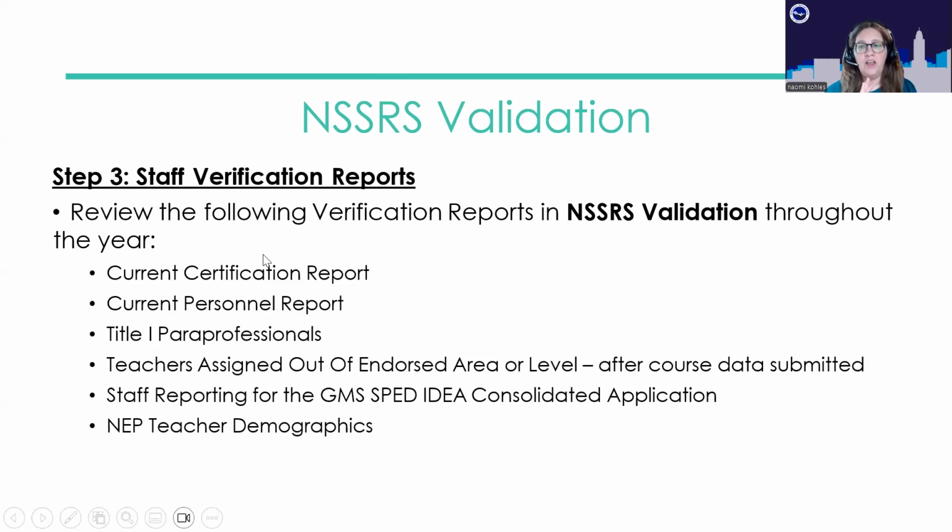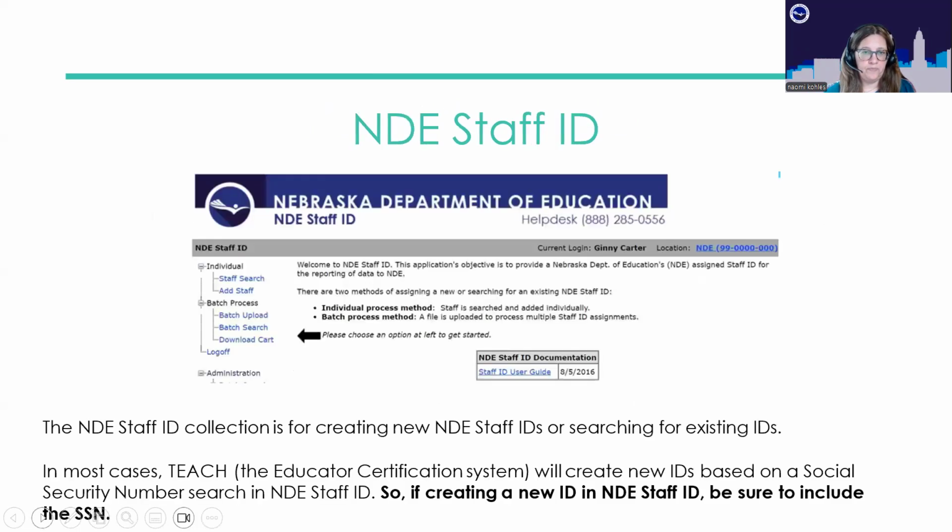Third, after all that, there are some reports in NSSRS validation, and you're going to want to review those throughout the year. The one that I think is really, really helpful is the current personnel report, because that lists everybody that you reported in staff reporting. It's a big old report of every single person and what they're reported at. But there are also several other reports here that can be helpful as you're reviewing your staff data.